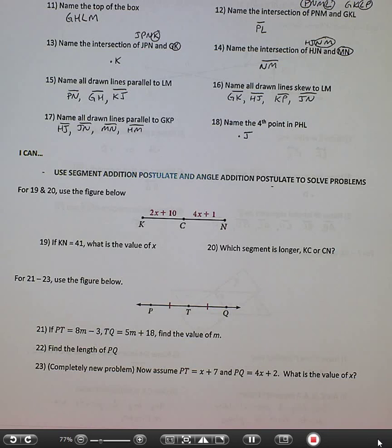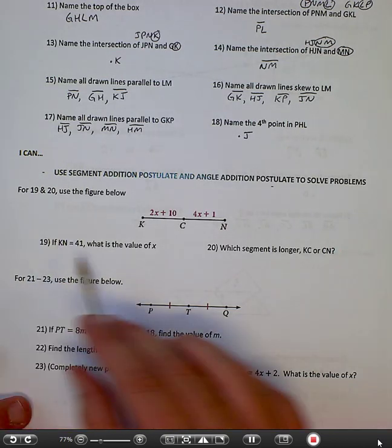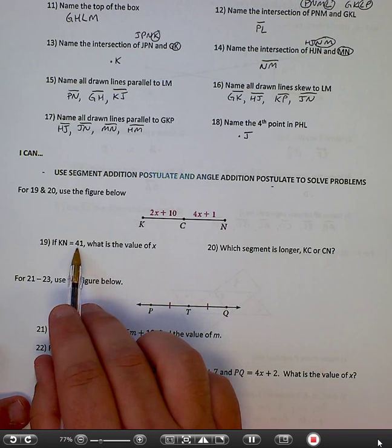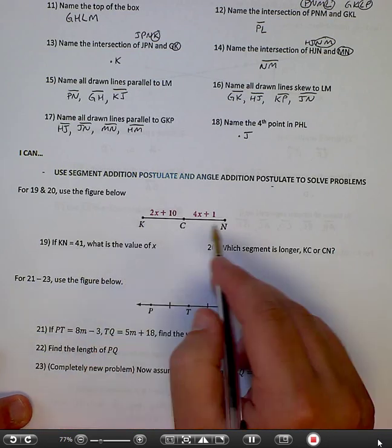Okay, the next video is going to work on segment and angle addition postulate. So 19 and 20. Okay, if KN equals 41, what is the value of x? So I'm telling you the length of the whole thing is 41.